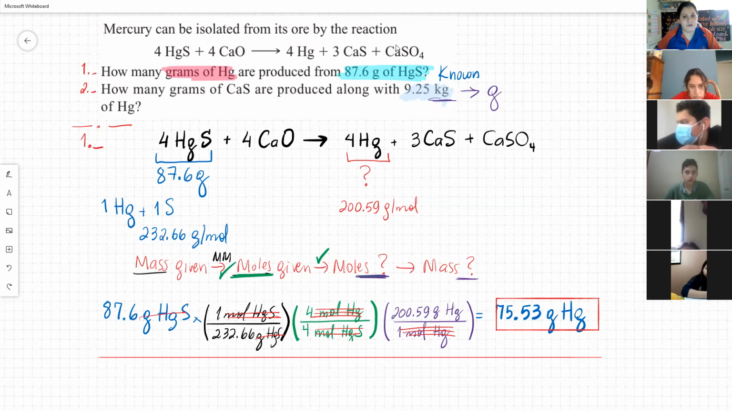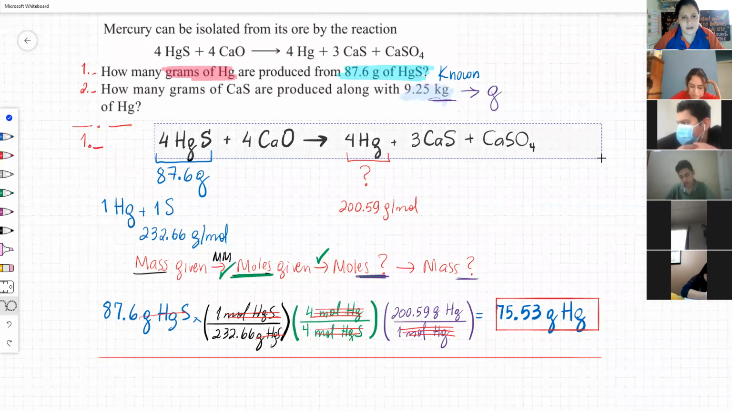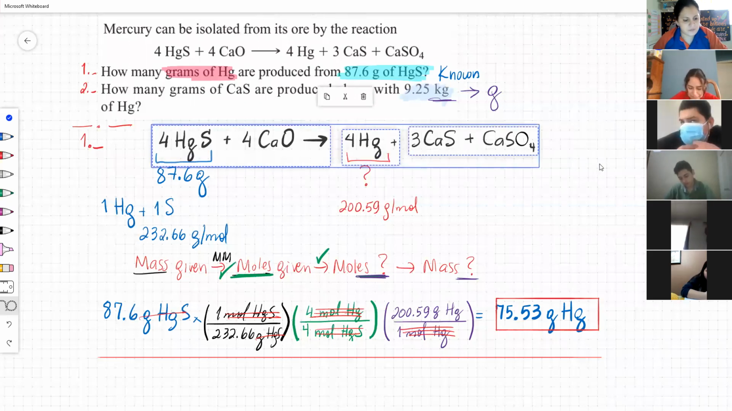So I'm going to copy and paste the equation, because I don't want to write it again. I'm that kind of lazy. I know I won't be able to make it.